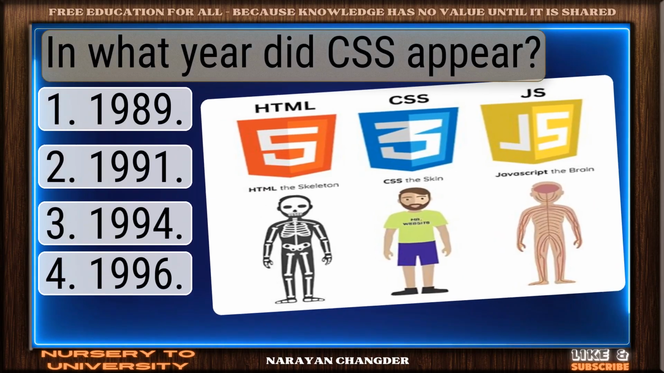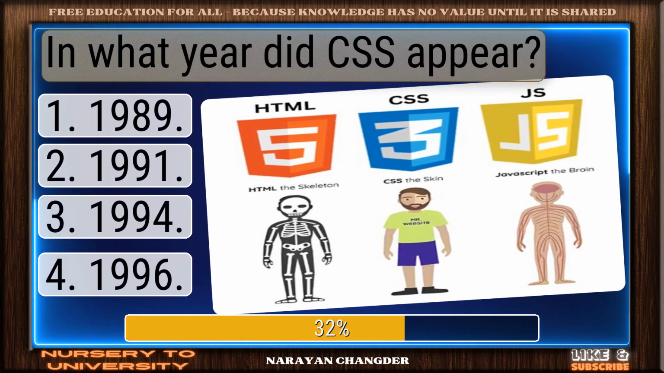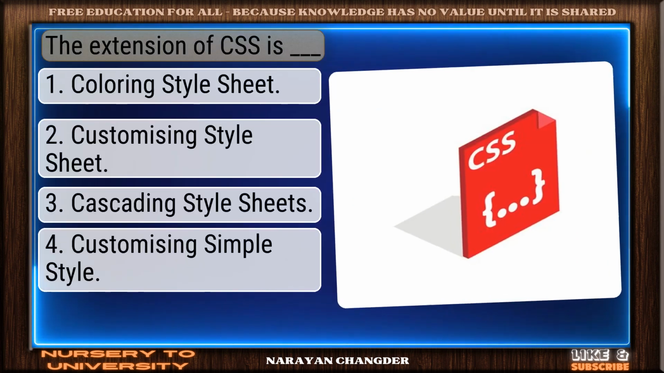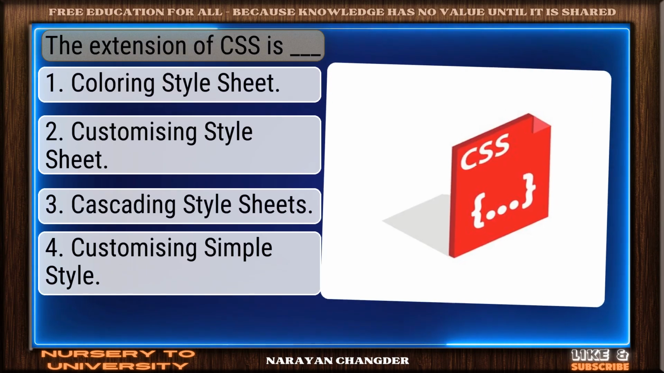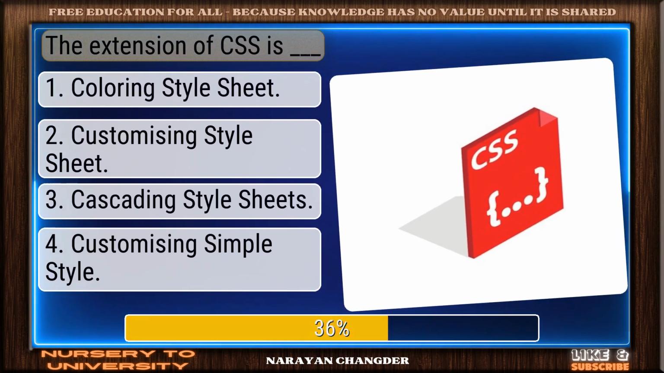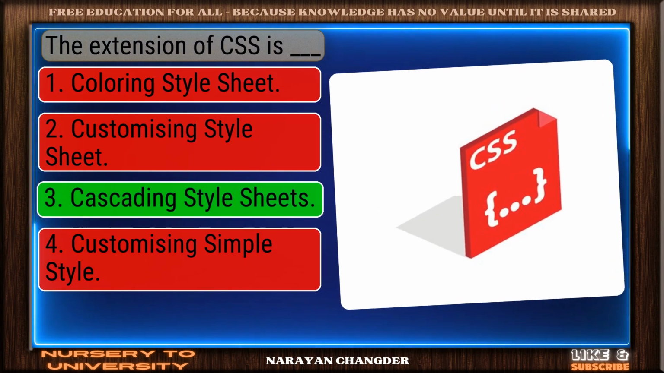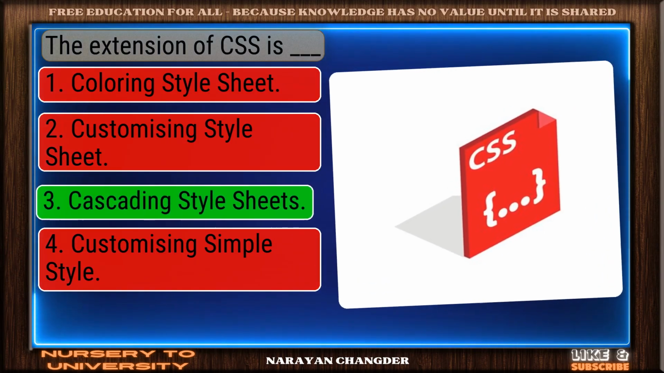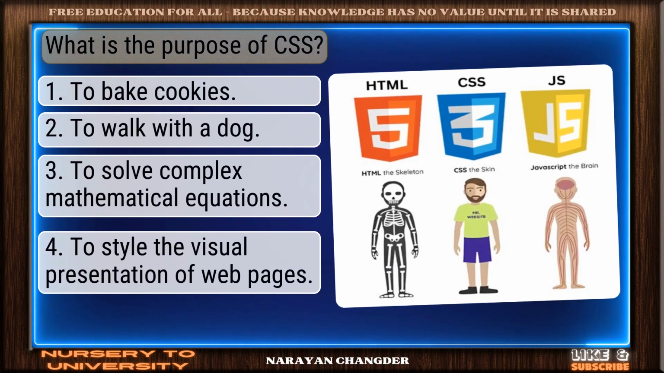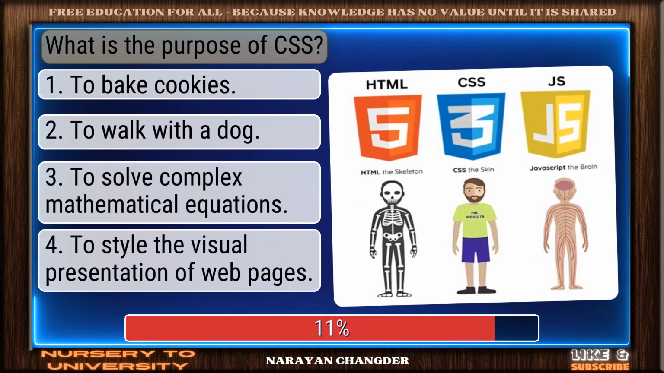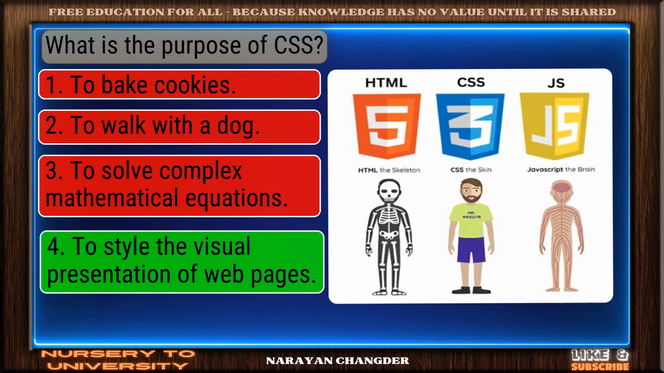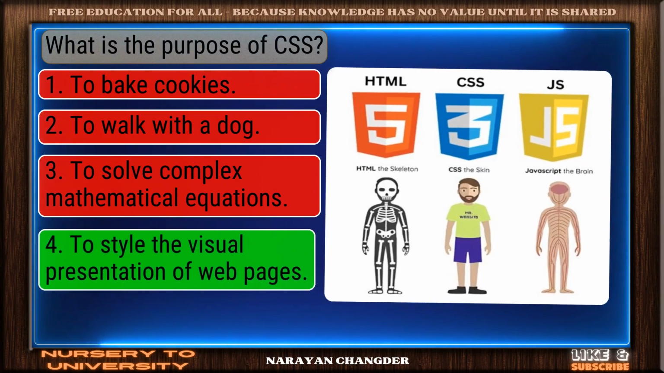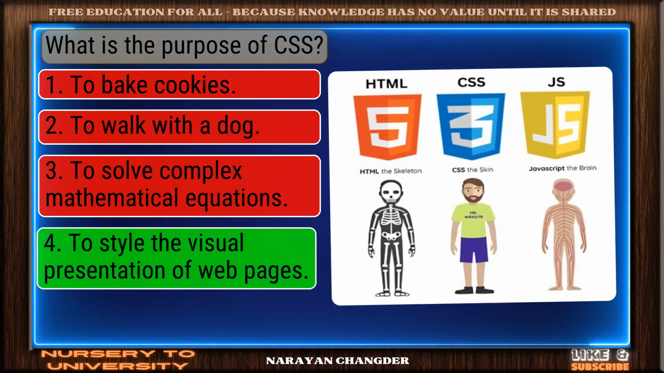Question number 55. In what year did CSS appear? 1996 is true. Question number 56. The extension of CSS is dash. Correct. Cascading style sheets is the right answer. Question number 57. What is the purpose of CSS? Excellent. To style the visual presentation of web pages is a brilliant choice.